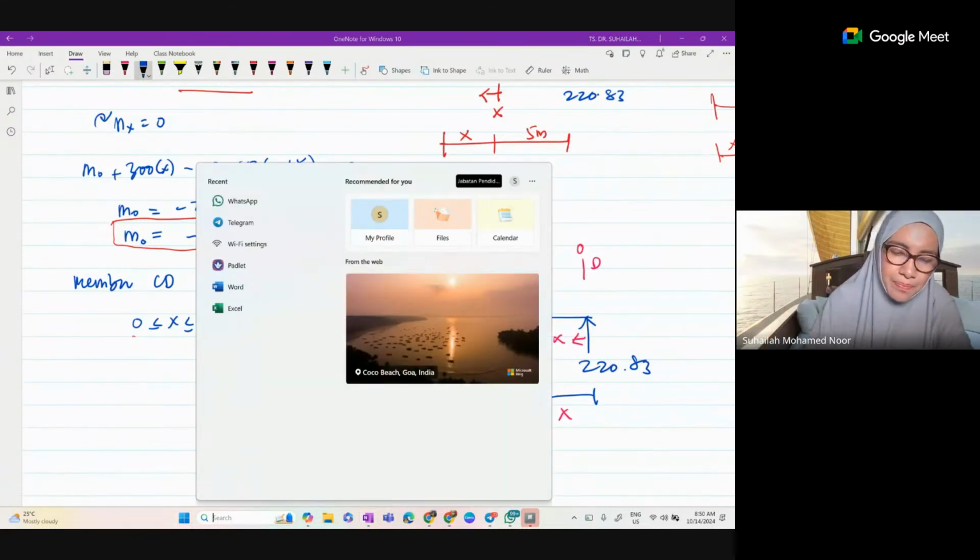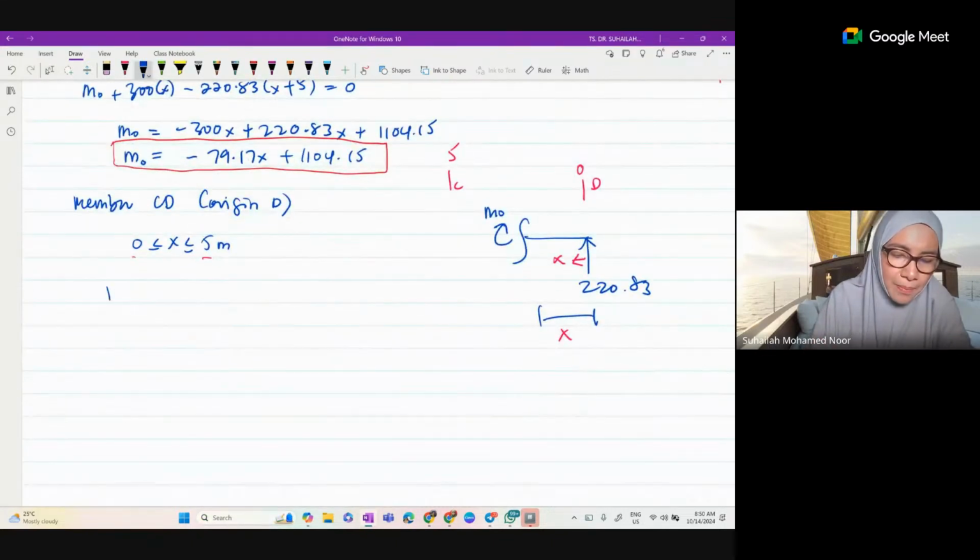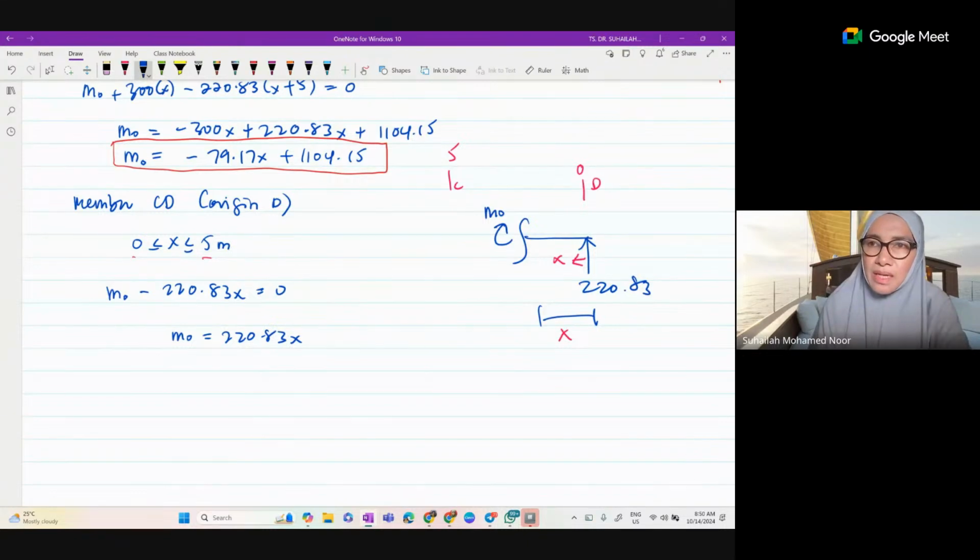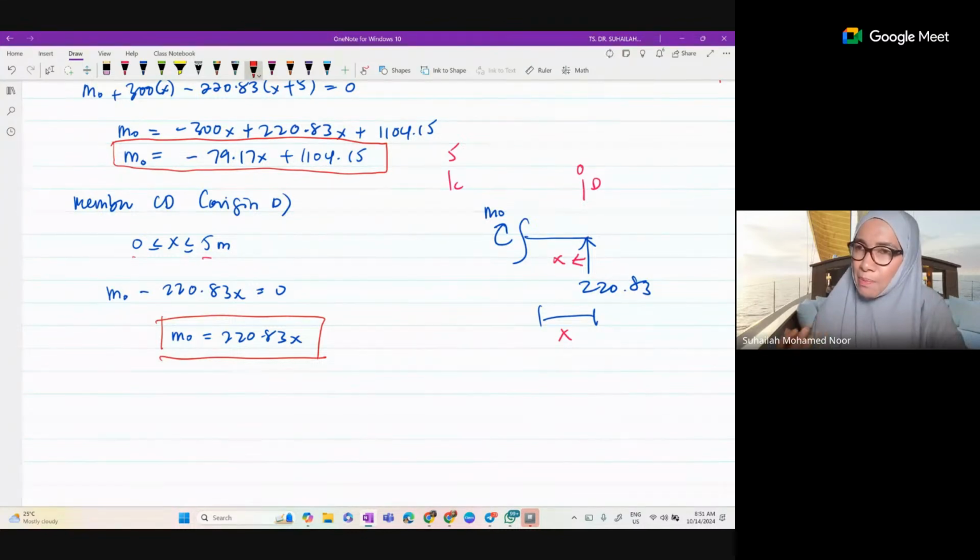So this is M naught. M naught minus 220.83x, 0. So M naught is 220.83x. So this is M naught, M naught for member CD. So settle, settle analysis of primary beam. Already got the moment equation M naught for all three cutting sections.